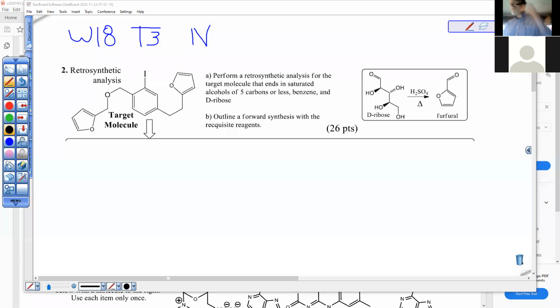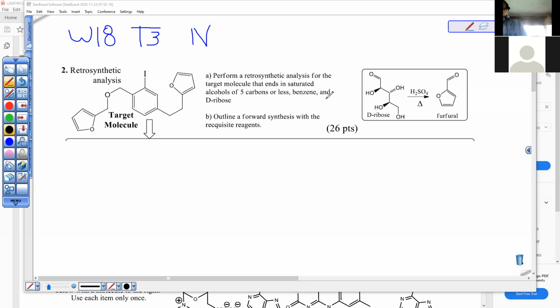And we're going to do the retro from winter 18, test 3. To do so, we need to look at this. We're going to do a retrosynthetic analysis for the target molecule here, using saturated alcohols of 5 carbons or less, benzene, and D-ribose.